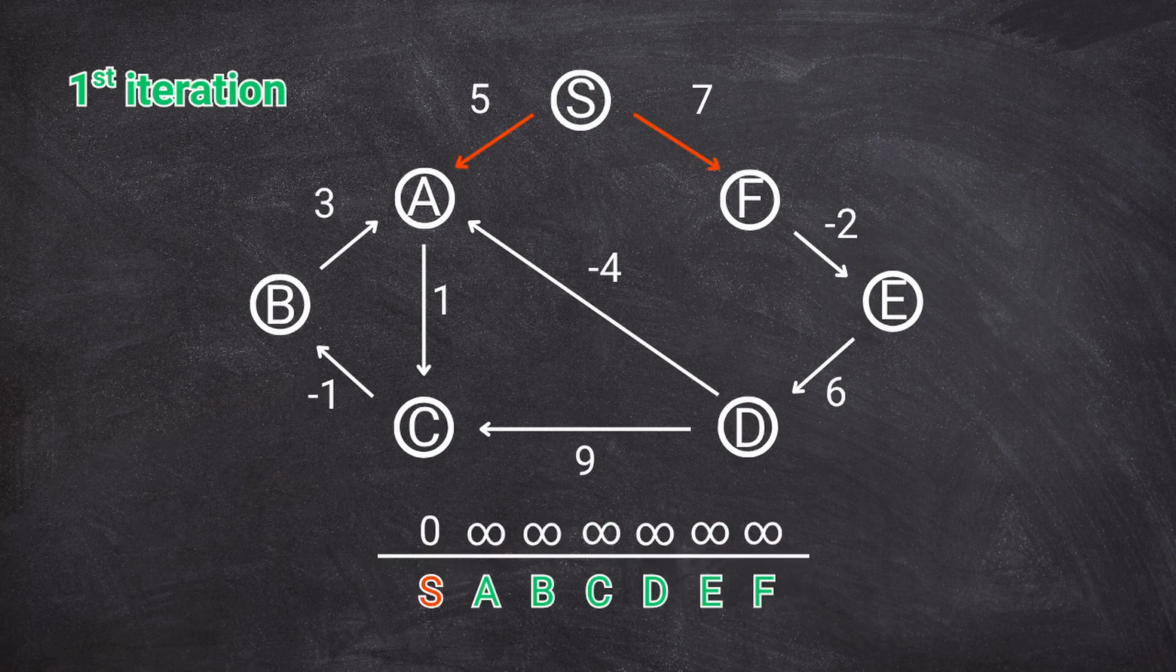Start with S. From S, we can go to A with a cost of 5, and to F with a cost of 7. So, update the distances for A and F. Next, look at A. From A, we can go to C with a cost of 1. Update C to 6. Now check B. We don't have a path to B yet, so skip it.